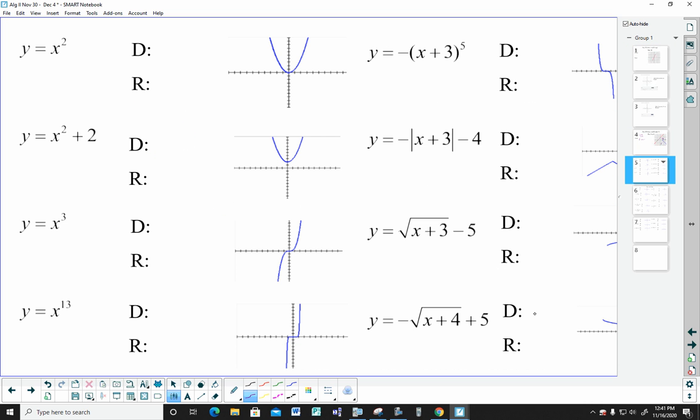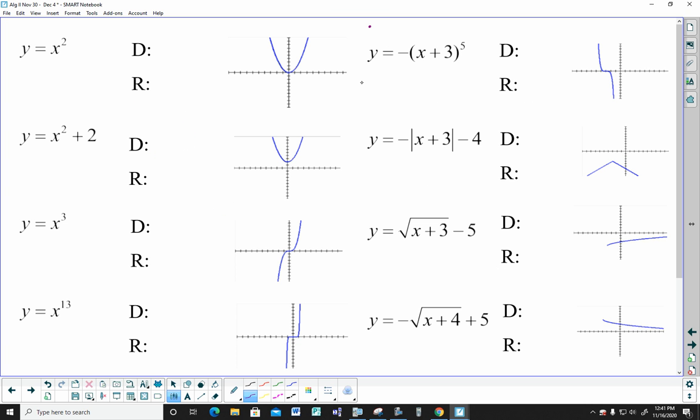So let's go on to the next one. Okay, so several things need to happen here. I need to show you guys how to put these in your graphing calculators and graph them. Okay? And if you don't have them, I'll show you how to use delta math to do it.